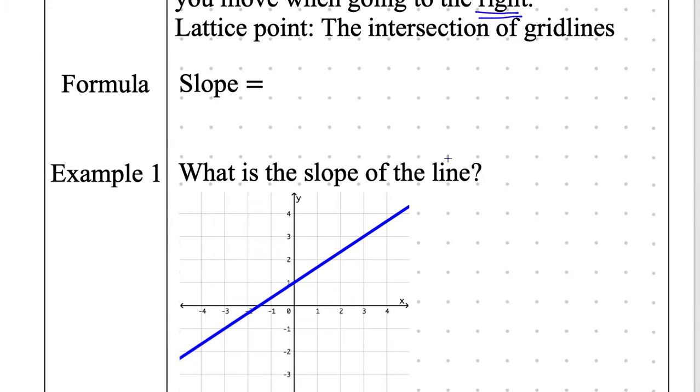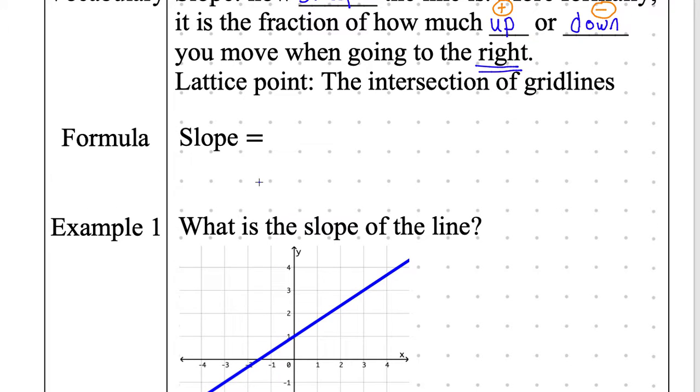So for example, if I come down here, this is a lattice point, this is a lattice point, this is a lattice point, this is a lattice point, this is a lattice point. It's where these lines intersect on my grid. And usually it just intersects every 1. Even if the graph is labeled every 2, it still should be intersecting every 1, I believe.